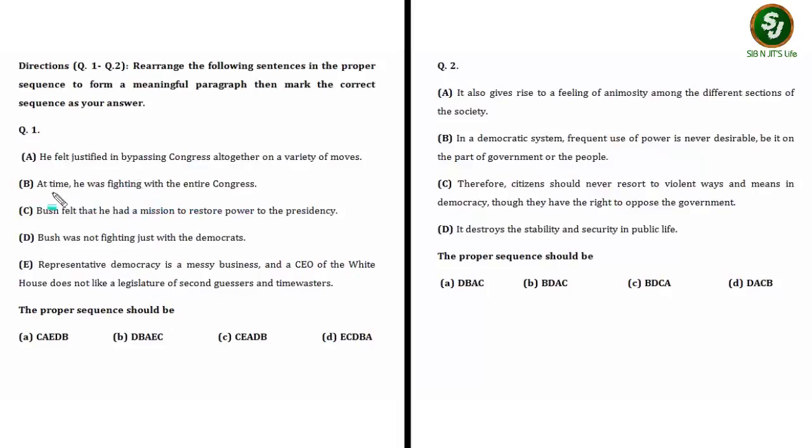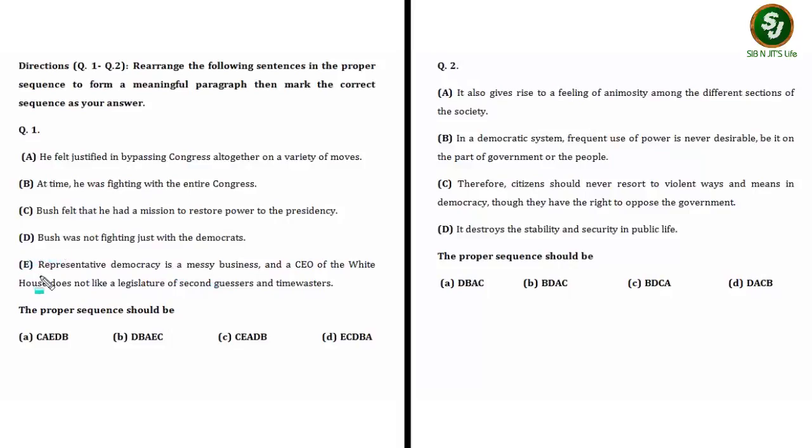Who he? This cannot also be the first sentence. Bush felt that he had a mission to restore power to the presidency. Okay, this can be because here a person has been introduced. Next is, Bush was not fighting with just the Democrats. This also cannot be the first statement because was not fighting. What he was, for why he was fighting, what was the cause, we don't know. So we cannot start with a statement like this.